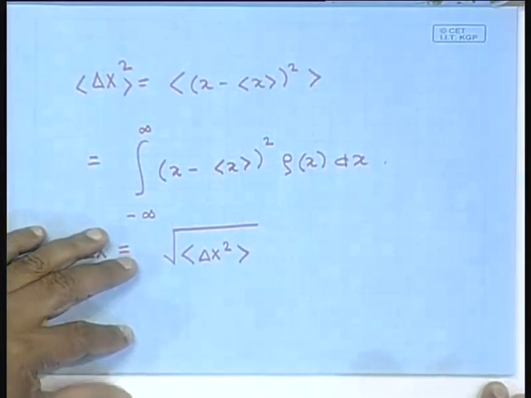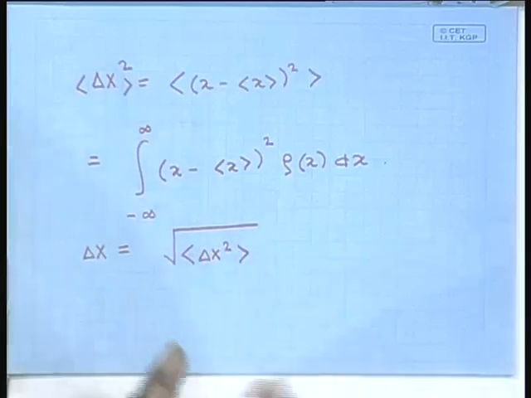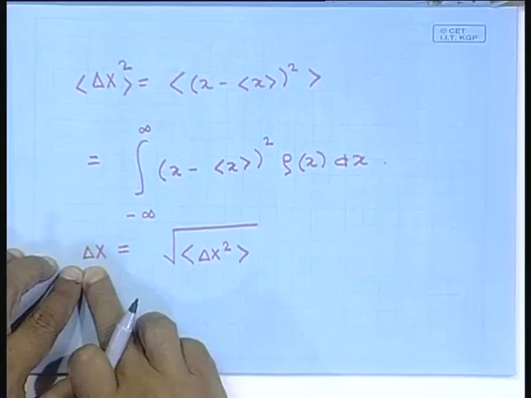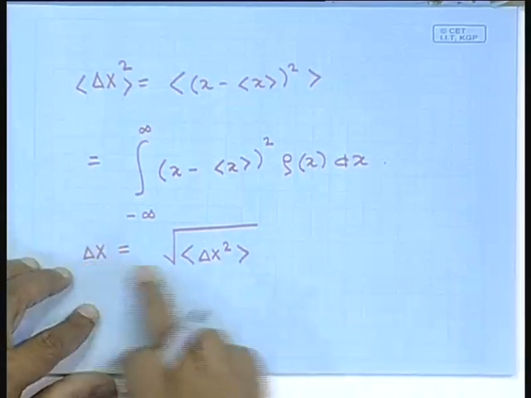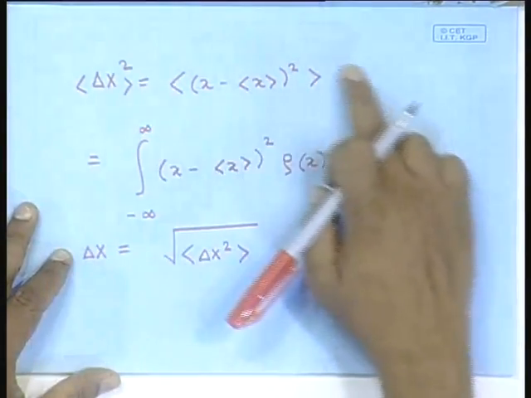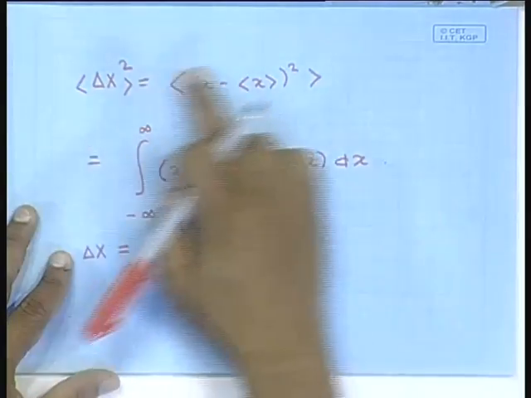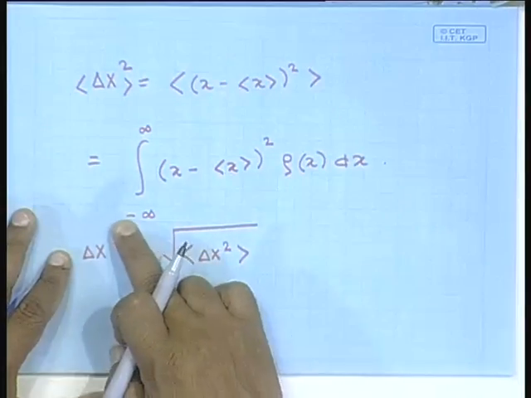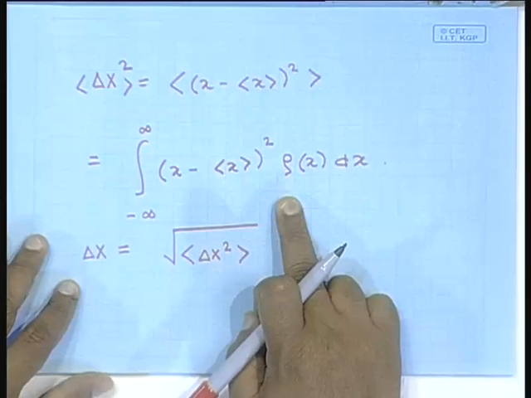So if I repeat the experiment, I will get some values which are not going to match with the mean. By and large, they will be spread out around the mean, and the uncertainty, the standard deviation, quantifies that spread. And here I have shown how to calculate the standard deviation in terms of the probability density.